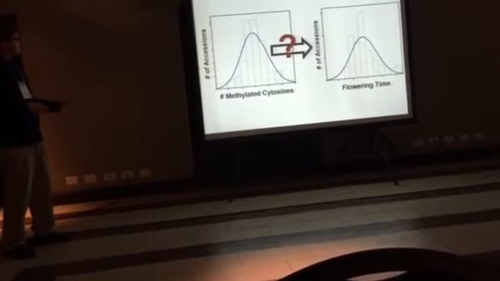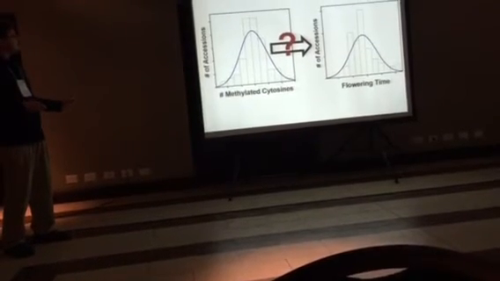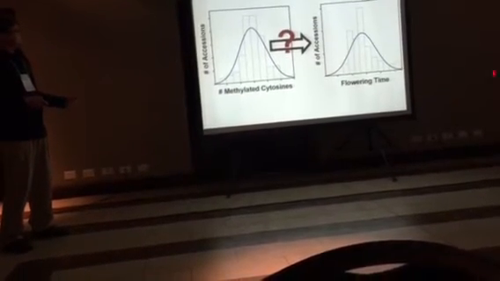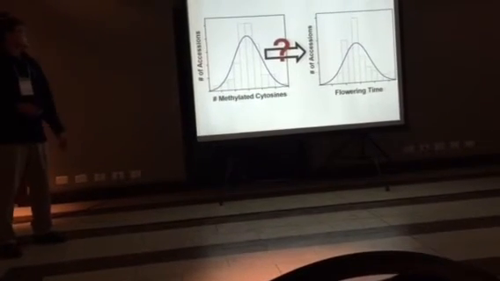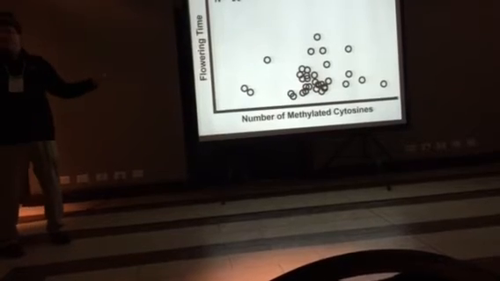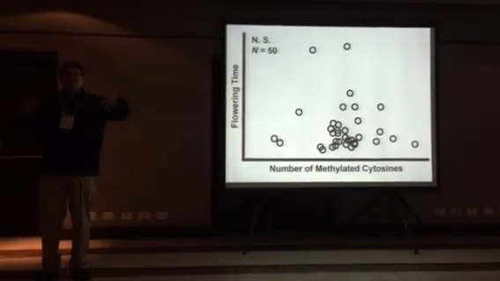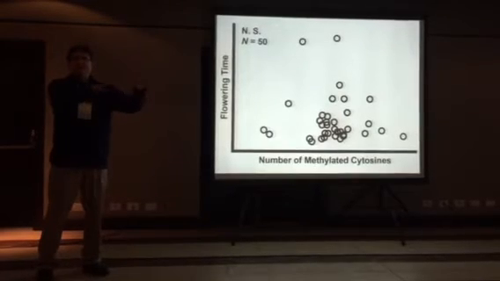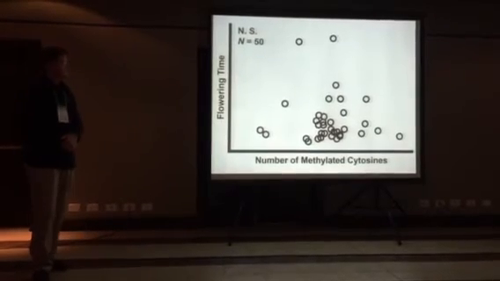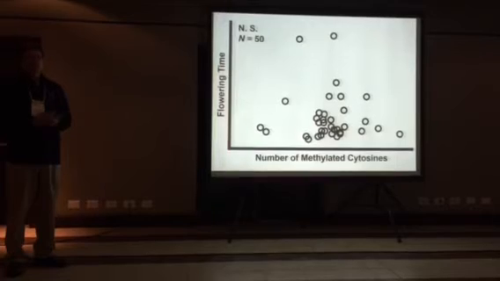Okay, let's look at the second part of this question. Does variation in the number of methylated cytosines explain some of the variation in flowering time among naturally collected strains? The answer again is no. So we have another mismatch between what you see in the mutant analyses and what you see when you look at natural variation. So that's strange.